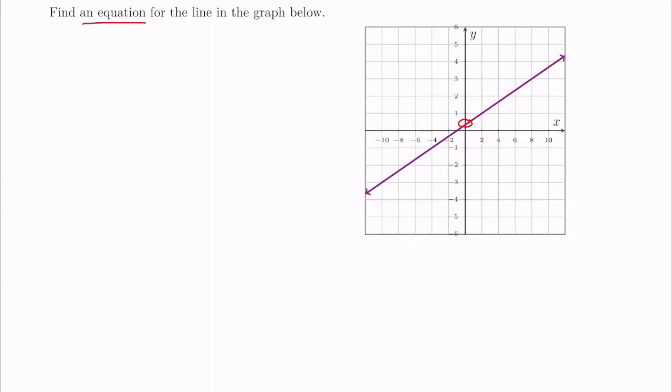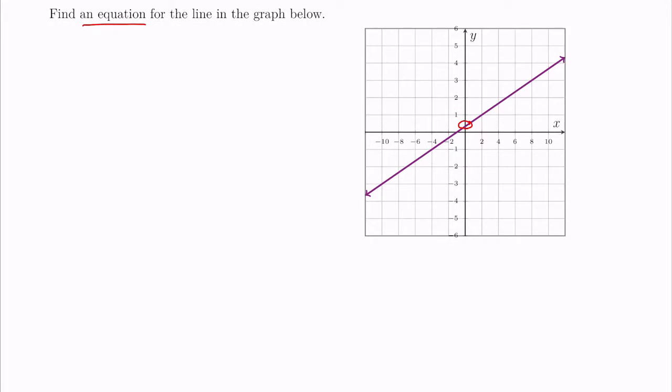Looking at the graph we're given, I can see there are actually 4 points that fall nicely on the grid. There's 1 point here at -10, -3. There is 1 point here at -4, -1. There's a third point at 2, 1. And there is a fourth point at 8, 3.